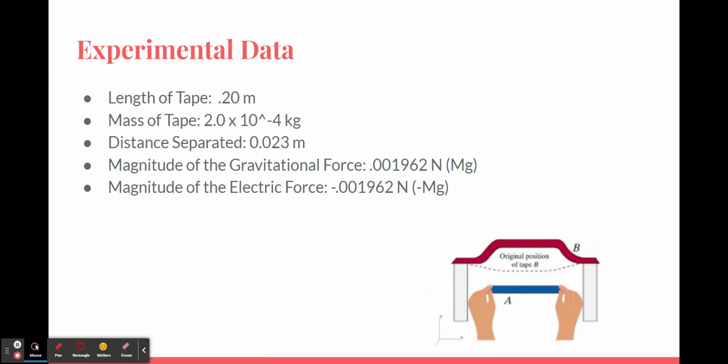Now, the experimental data we gathered from this section include the length of the tape, the mass of the tape, the distance separated, the magnitude of the gravitational force, and the magnitude of the electric force. Gravitational force and electric force were opposites of one another due to Newton's third law and were calculated with mass and gravity.